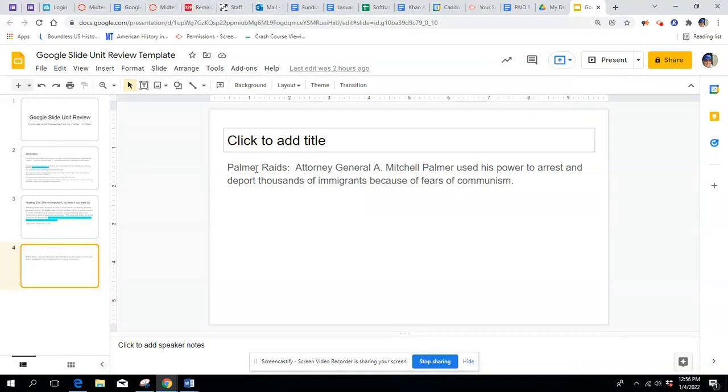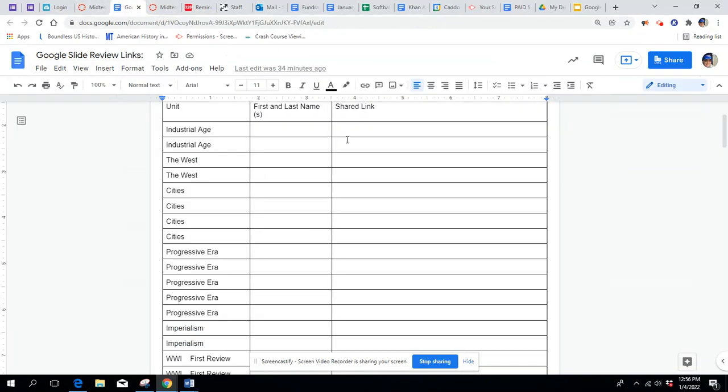So what you're going to do is you're going to open up your own copy of this, and you're going to create a review based on your unit assigned, okay? You can work with a partner if you choose to, and then when you go in to put your slide link, which you'll want to do after you finish, make sure it's shared with Caddo Parish. That way people can open it and use it.